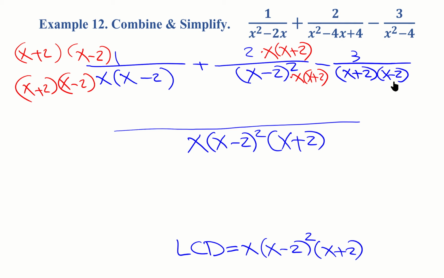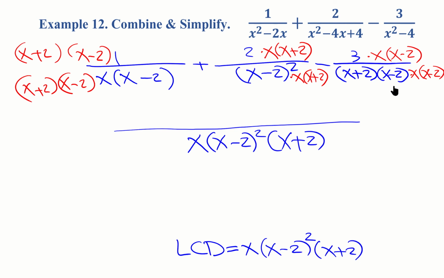How about this last denominator? What's it missing compared to the common denominator? Well, notice it's missing one factor of x minus 2. It's also missing x. So that's what we're going to do. We're going to multiply it by x times x minus 2, and of course, we don't forget the numerator, like so.